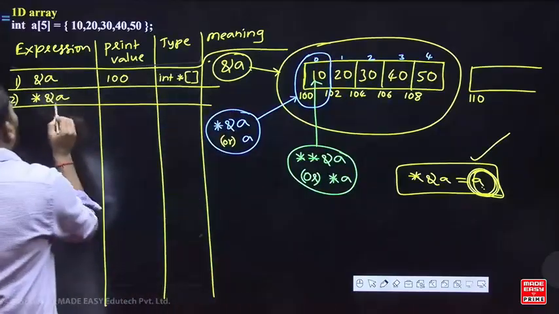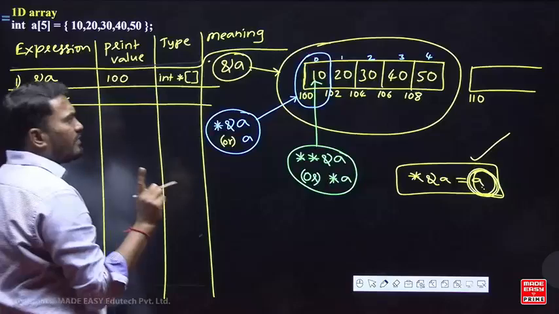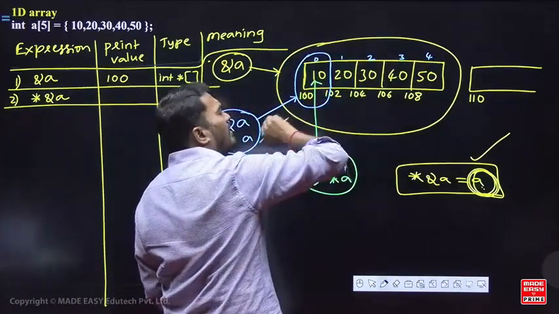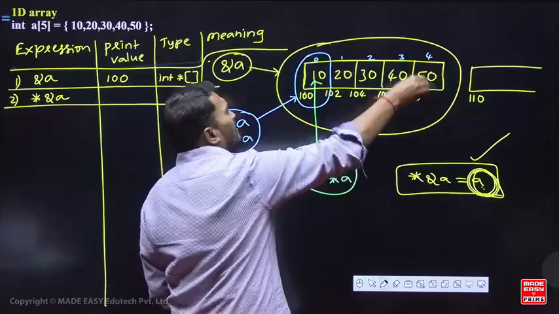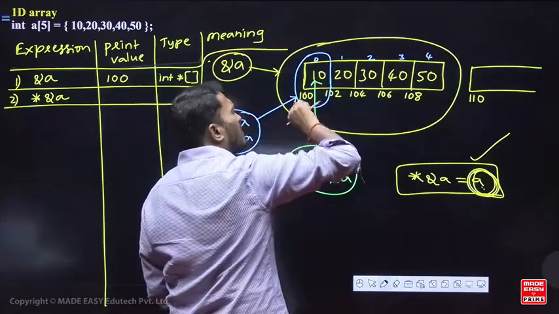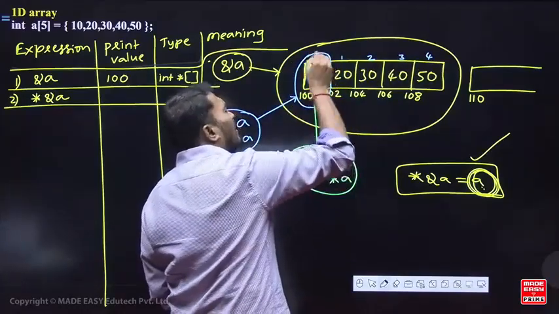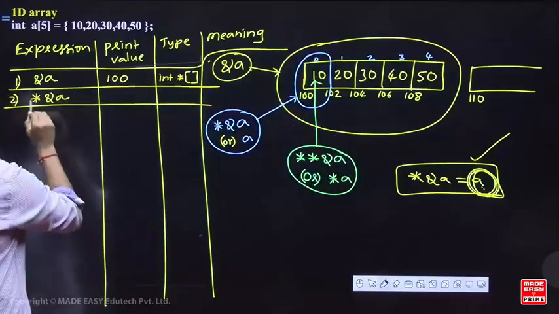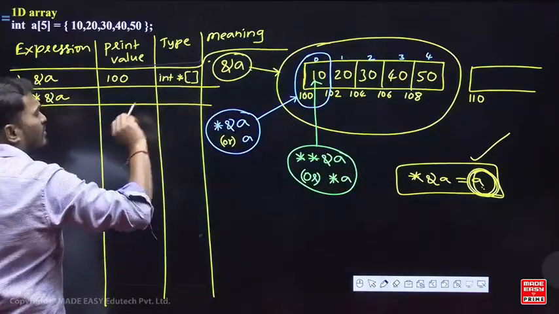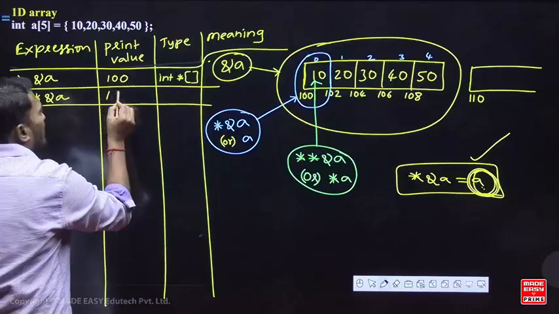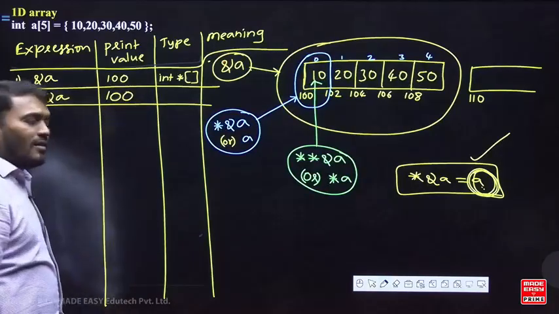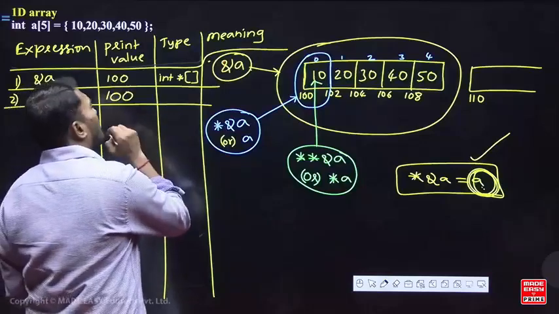Don't confuse: ampersand a was pointing to the 1D array. If I apply star, you go inside, and now you point to an element. Since it points to an element, what will it print? 100 only. Listen carefully, printing will be 100 only, but remember, the type will change.